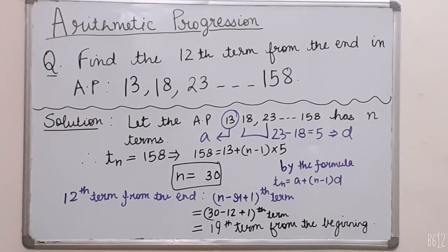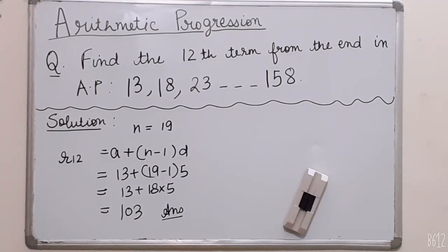So now we will find the 19th term from the beginning. For no confusion, I have used r instead of t. So r12 is equal to the 19th term from the beginning. So here n will be 19 and all the process will be the same, and we get our answer as 103.